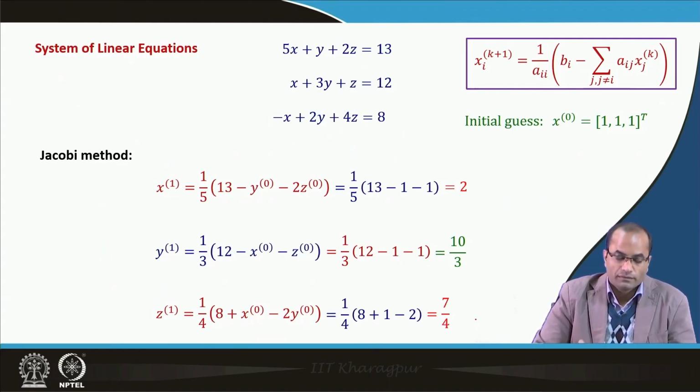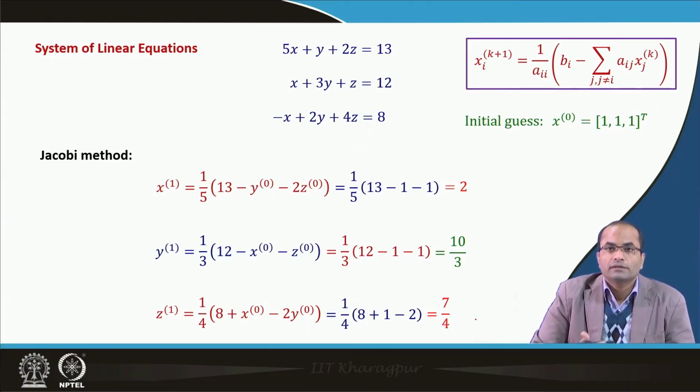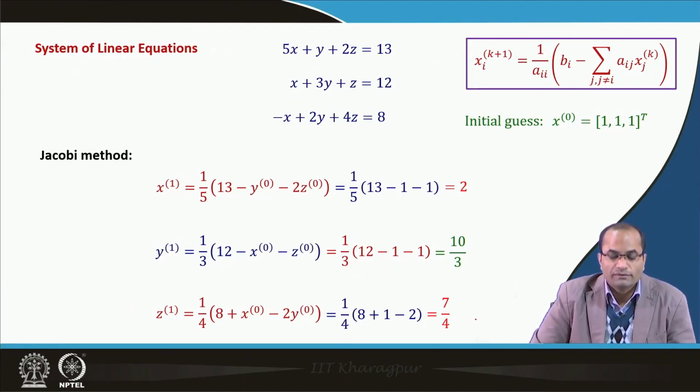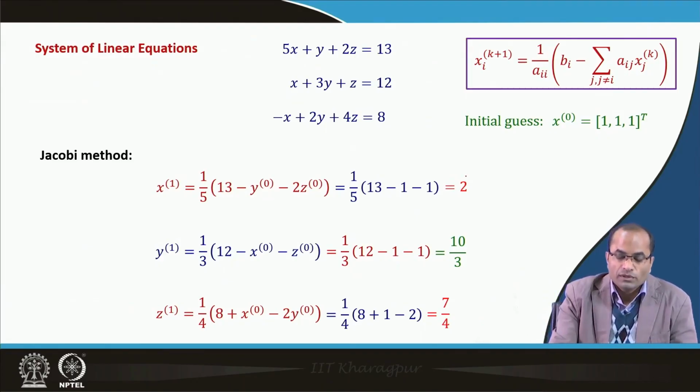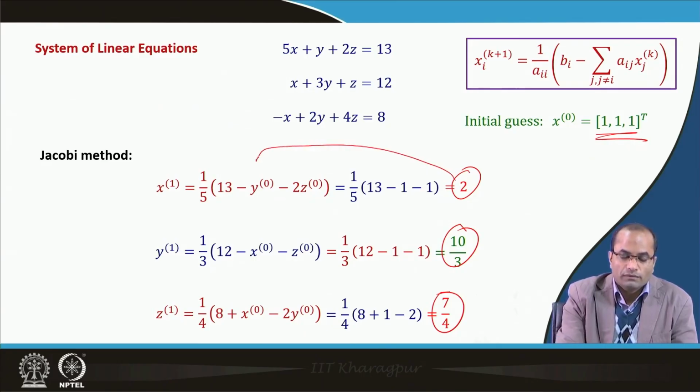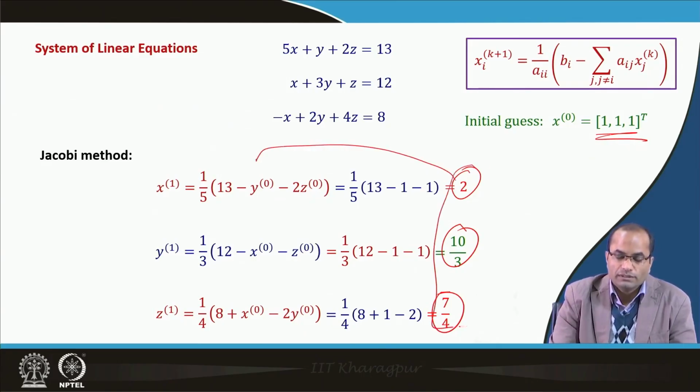What will be now done if we want to approximate for these 2 iterations, or we want to get values after next iteration? So, these values here now, instead of this 1 1 1, we will now use these values in the next iteration.